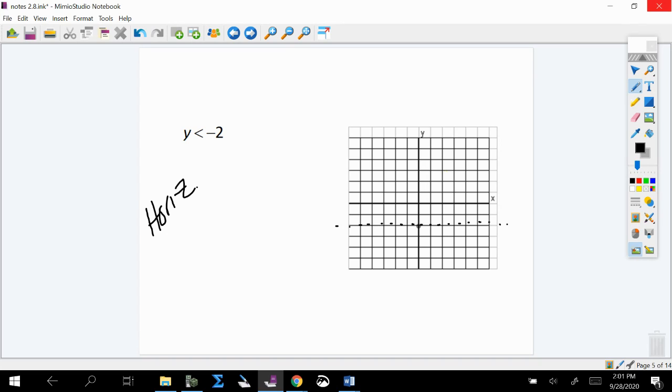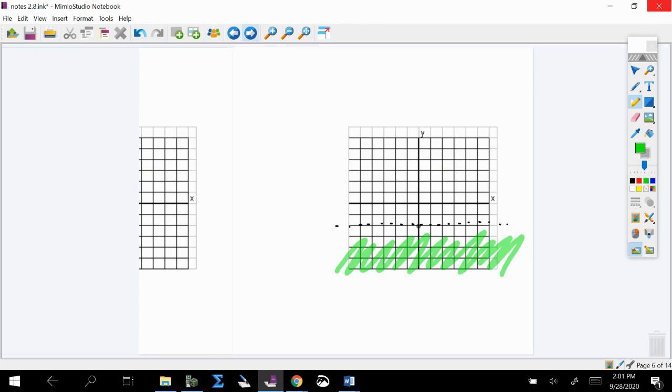And then you have to decide what side to shade, if you should shade above or below. Well, since this is talking about when y is less than -2, less than -2 is going to be under. So I'm going to shade down here. And that's all I mean by shading. It can almost look like scribbling, and I'll show you how Delta Math shades, which is actually a pretty easy way to do it.